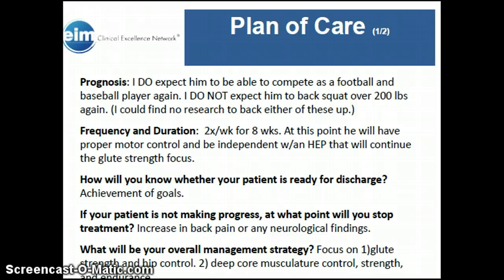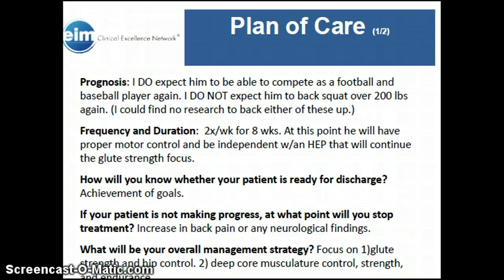I think it'll take about 2 times a week for 8 weeks. The reason I'm going 8 weeks is because after that, most of the gains are going to be hypertrophy. This first 8 weeks will be neurological. Once it's hypertrophy, he can basically do those on his own. He'll be able to have an HEP, and he'll be able to really focus on working on that glute strength. I'll know he's ready for discharge when he's achieved his goals, or at least able to be independent with his HEP to finish up any goals that he hasn't achieved.